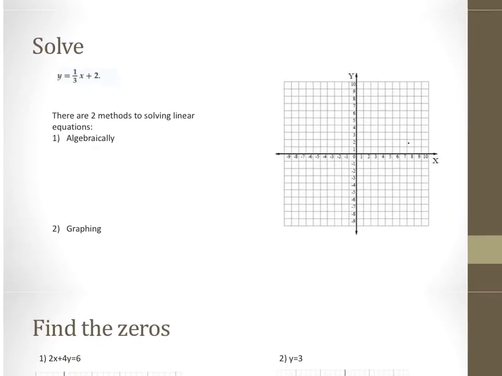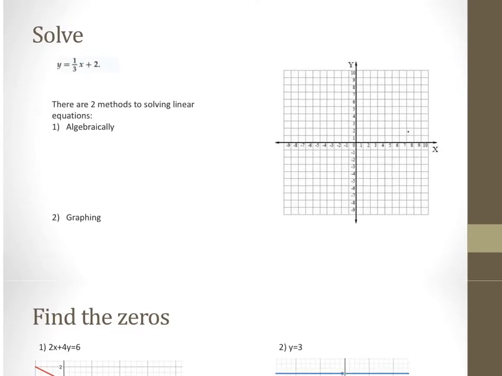So when we solve these things, we're going to use this exact same graph that we had last time. Okay, it's the exact same equation. There are two ways you can solve. Number one is algebraically. Okay, like I just said, the solution is whenever the graph crosses the x-axis or when y is equal to 0. So to solve algebraically, you just plug in 0 for y.